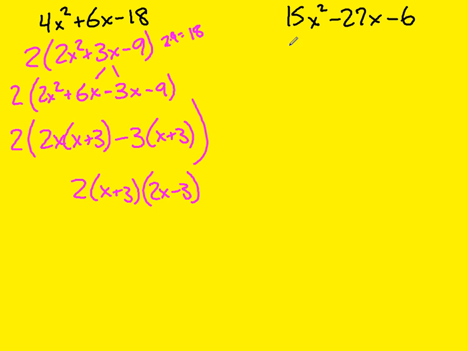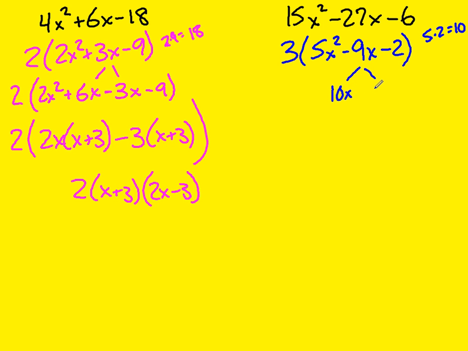Alright, you should have pulled out here a 3, leaving you with 5x squared minus 9x minus 2. So you should have done 5 times 2 equaling 10. Factors of 10 that subtract to 9 should be 10x and a regular x. We're going to have a minus 10 and a positive 1 to be able to make my negative 9x as I need. Everything else stays there, and I leave the 3 out in front.